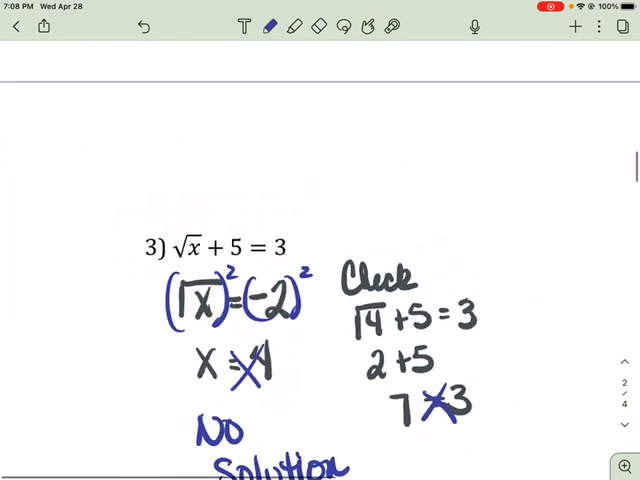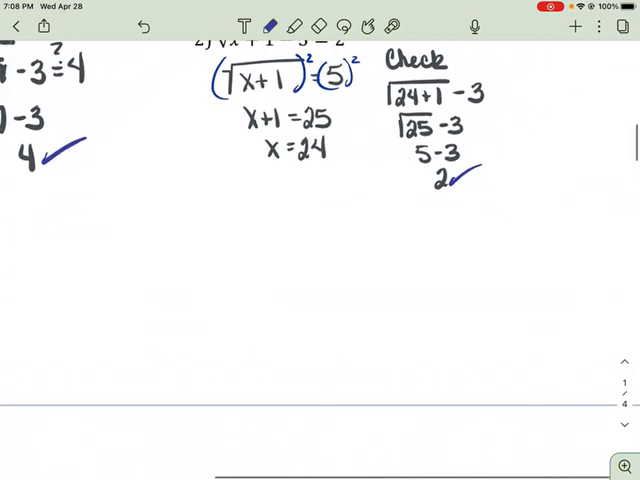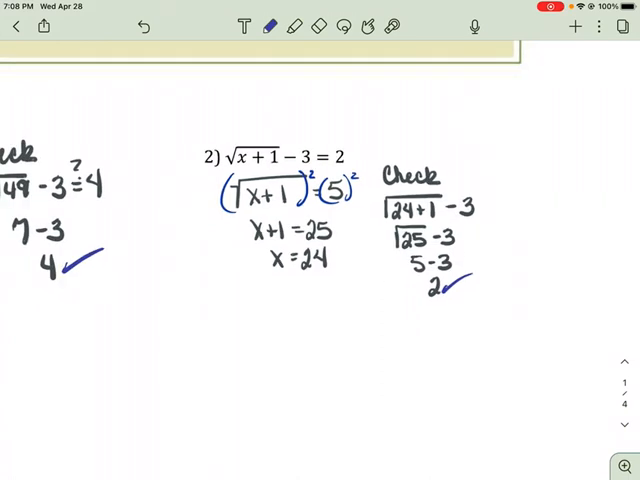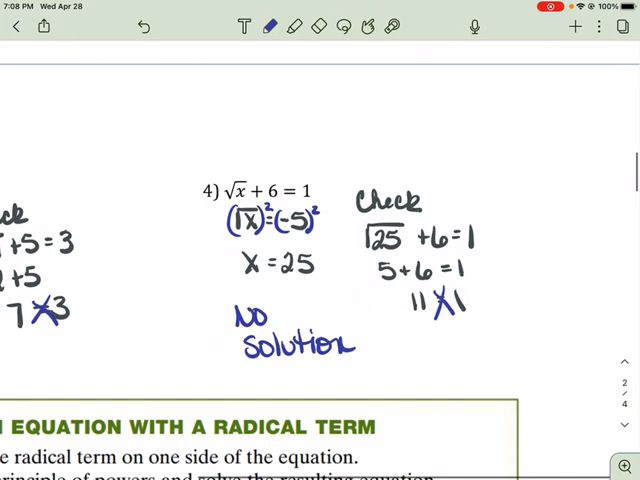All right, so why don't you pause the video and try numbers 2 and 4 and see how you do. All right, so here's 2. Add 3 to both sides, square both sides, solve for x, and I got 24. Then go back and check and see if you're right. So 24 plus 1 is 25. Square root of 25 is 5. 5 minus 3 is 2. We're good to go. So 24 is the solution to that problem. But in number 4, once again, we see that we have a square root equal to a negative. And again, we may not remember that.